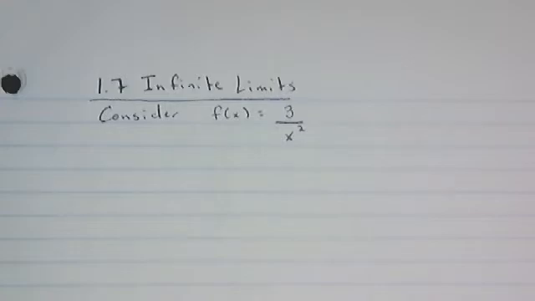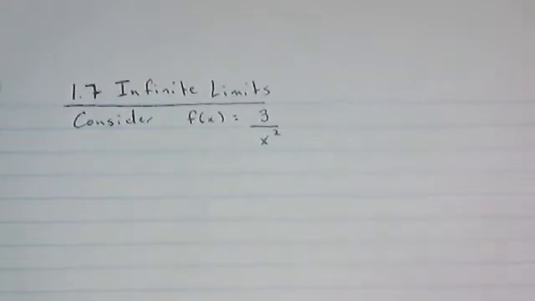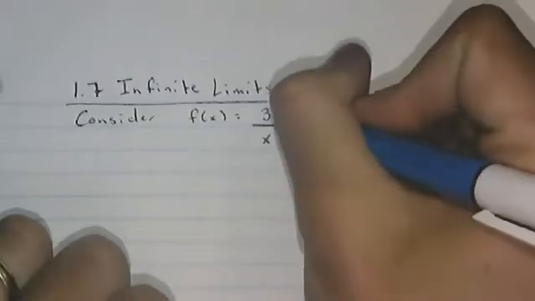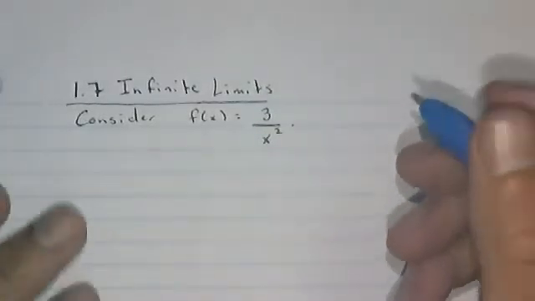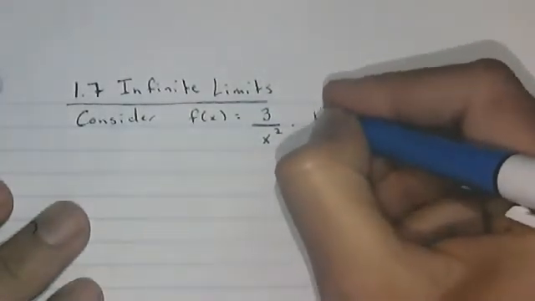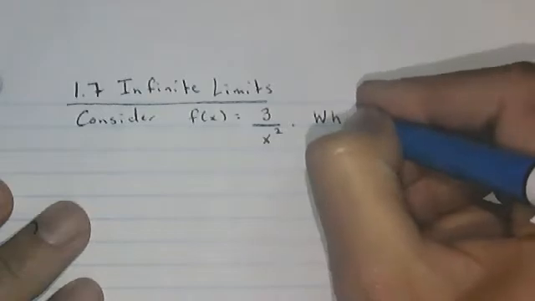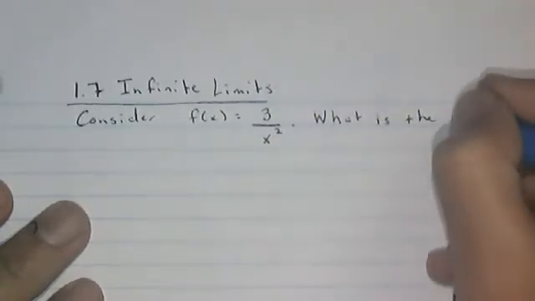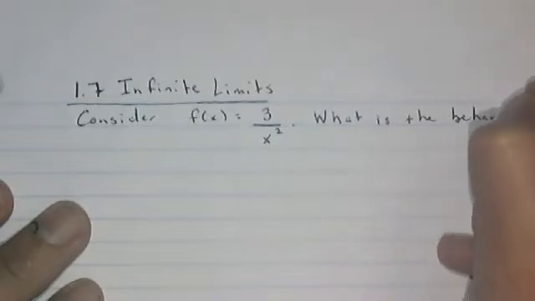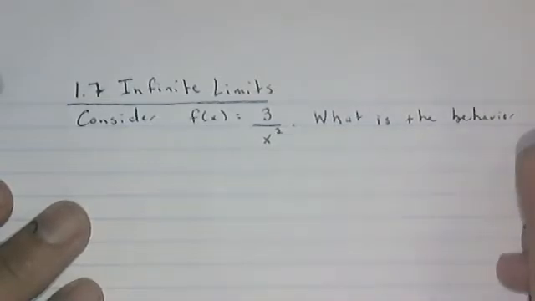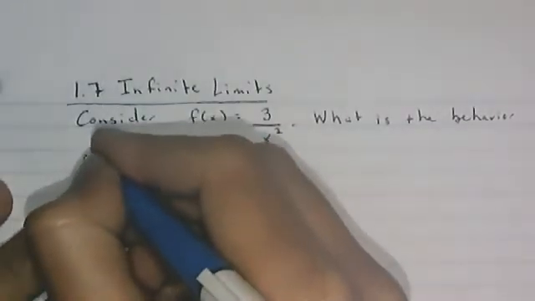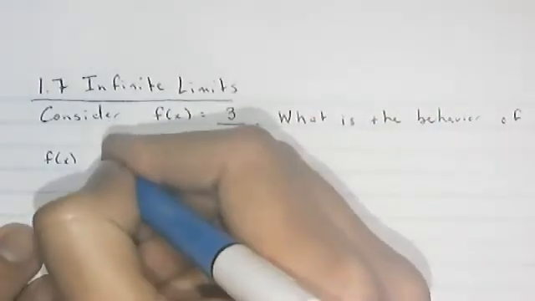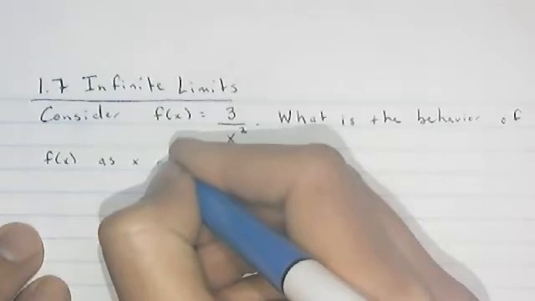Where do you think we're going to consider function behavior? Where does this thing going to blow up? As x approaches what? 0. Not in the domain because we get 0 in the denominator. We want to know what is the behavior of f of x as x approaches 0.